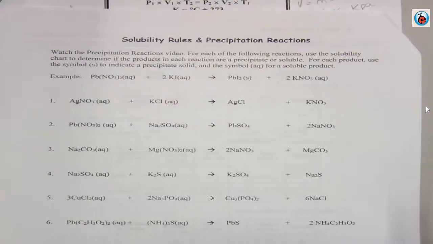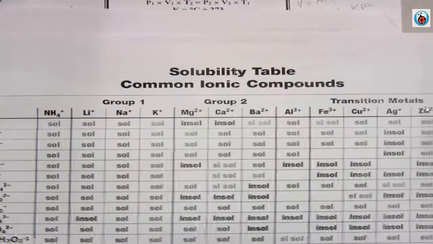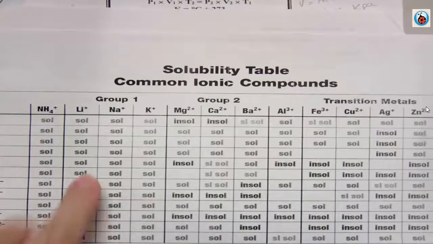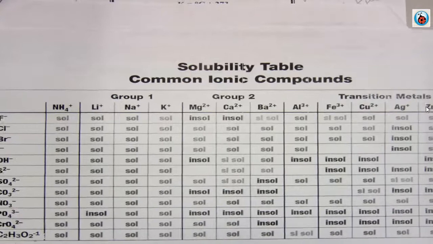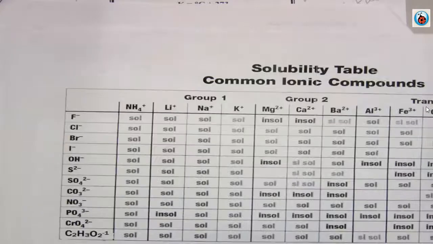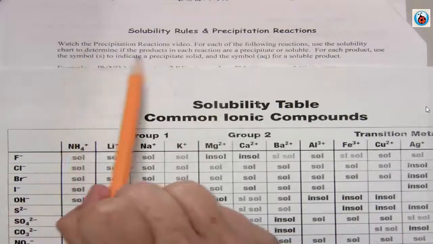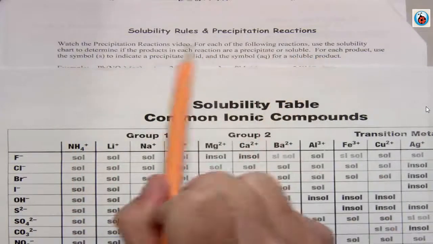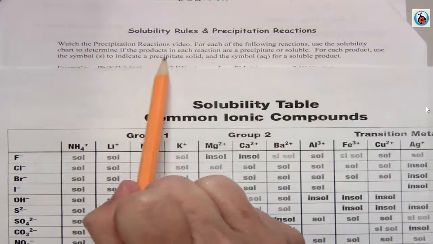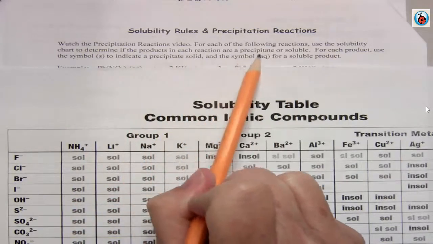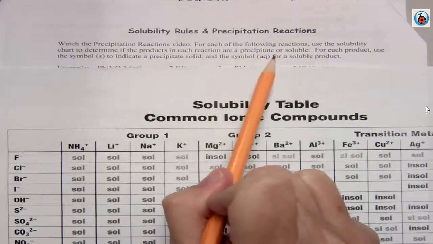Okay, solubility rules and precipitation reactions. If you do not have this solubility table, it is on Canvas or get one from me. You have seen this before. For each of the following reactions, use a solubility chart to determine if the products in each of the reaction are a precipitate or soluble.